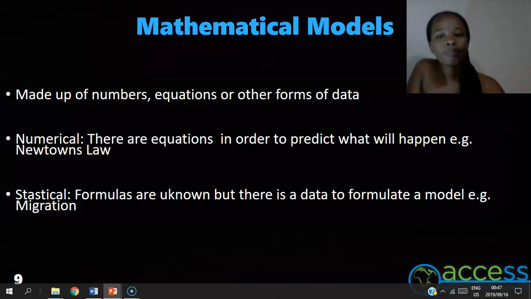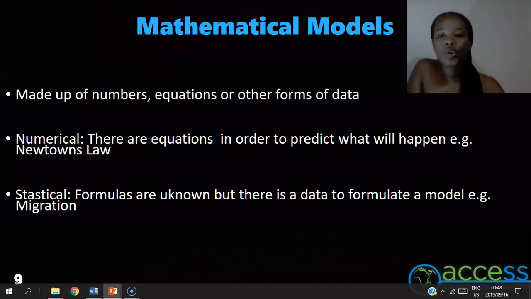We already know the formula, but we don't know the value of FA nor the value of FB. But when it comes to a statistical model, we already know the data, but we don't know the formula. For instance, if we have 20 buffaloes that are migrating from Alice to KwaZulu-Natal, maybe we know that there are 15 male buffaloes and 5 female buffaloes. However, we don't know the formula to use in order to understand the migration of these animals. That is the difference between the numerical and the statistical.